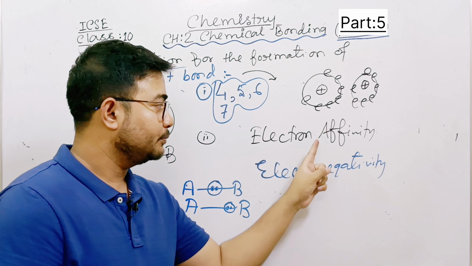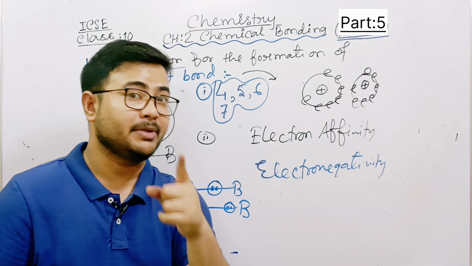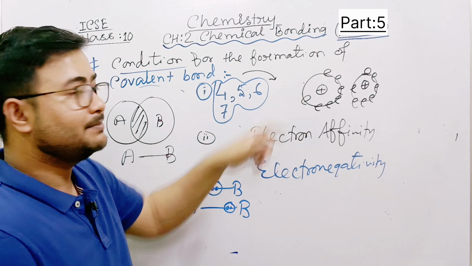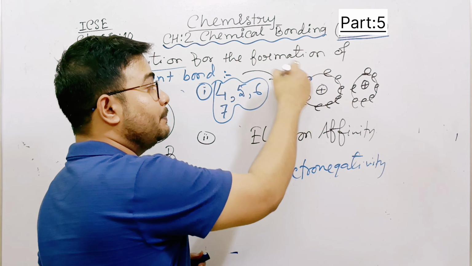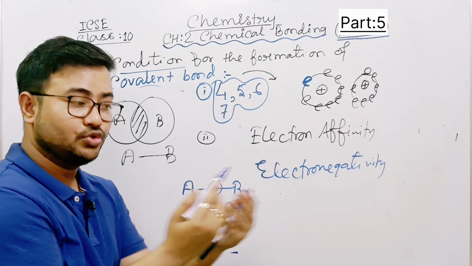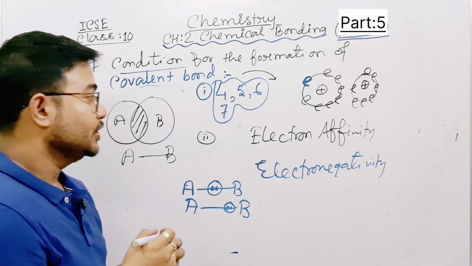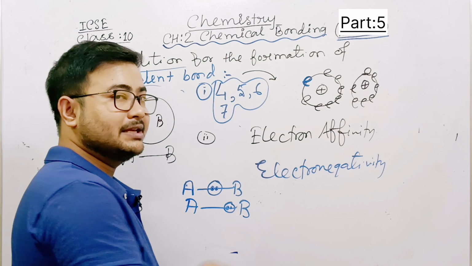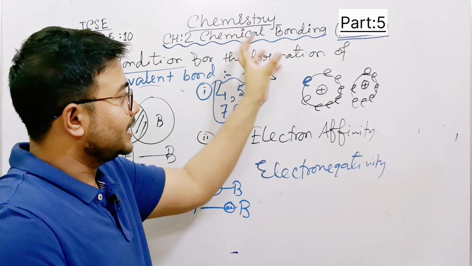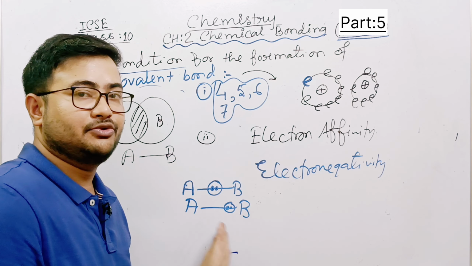So both of these concepts are more or less similar but not the same. Electron affinity means completely accepting the electron in the shell. Electronegativity does not completely accept, it will just pull towards itself. But they are more or less the same. Why? Because it also tries to accept the electron towards itself.